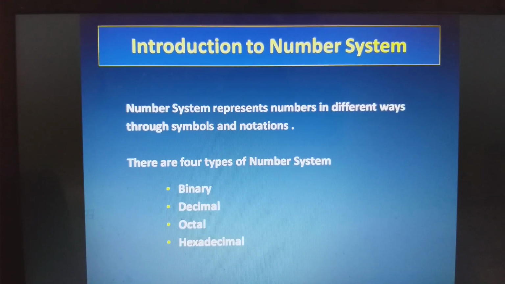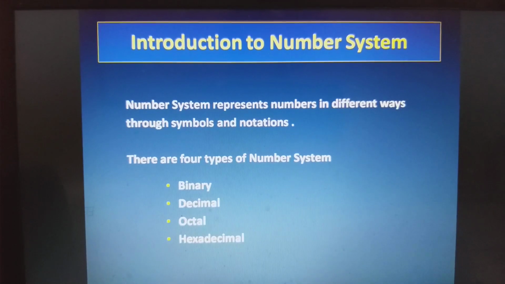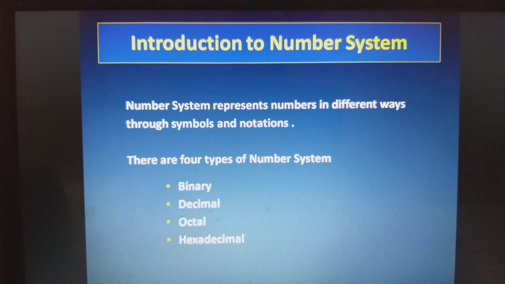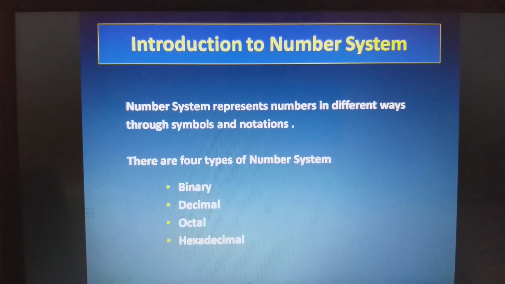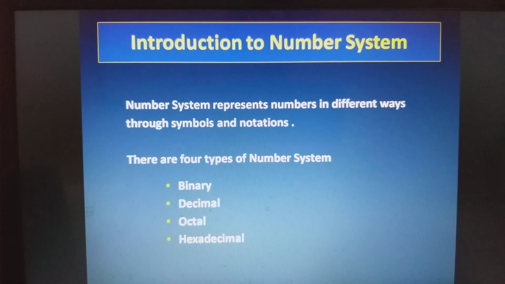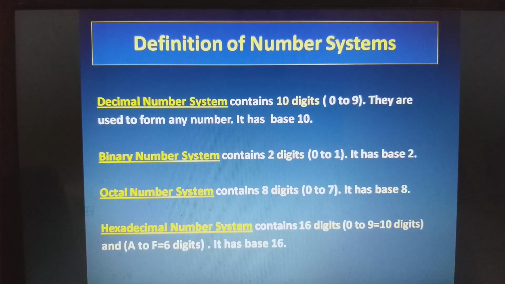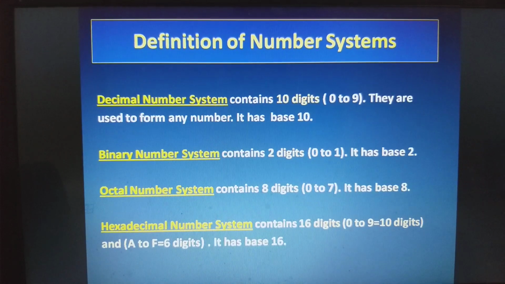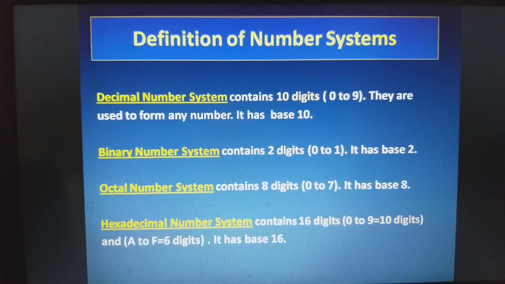Now we come to the introduction of number system. Number system represents numbers in different ways through symbols and notations. There are 4 types of number system: binary, decimal, octal and hexadecimal number system. In the following slides, we will define the various types of number systems. As we can see, there are 4 number systems. The definitions of the number systems are as follows.